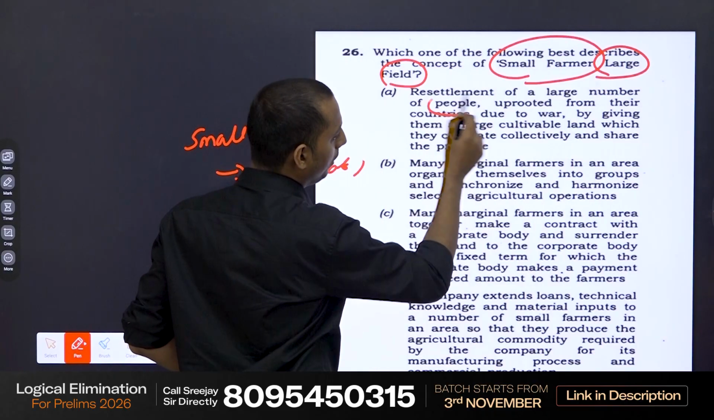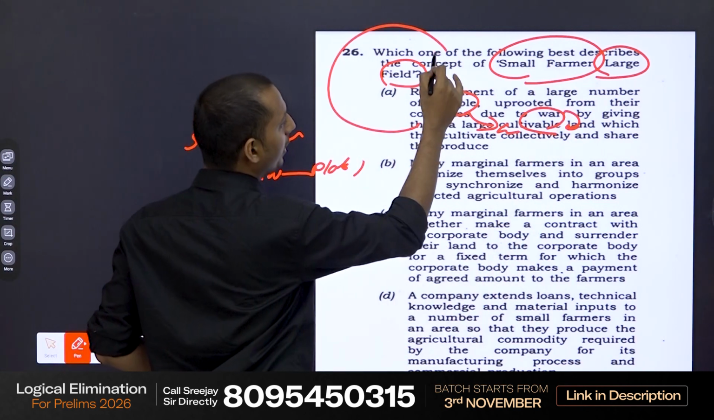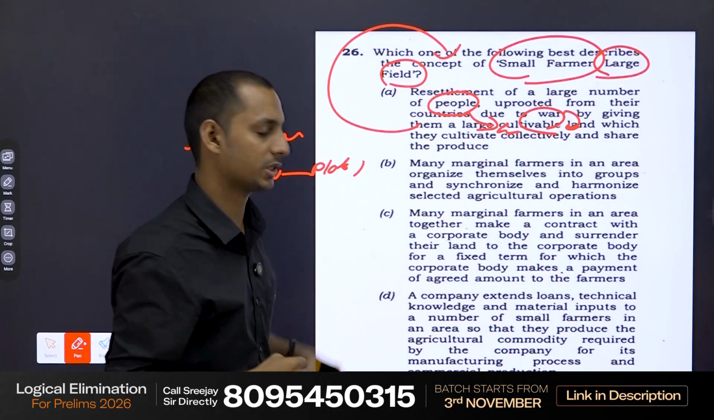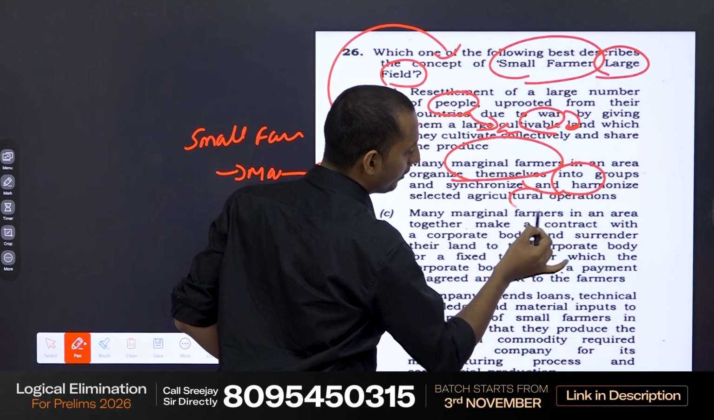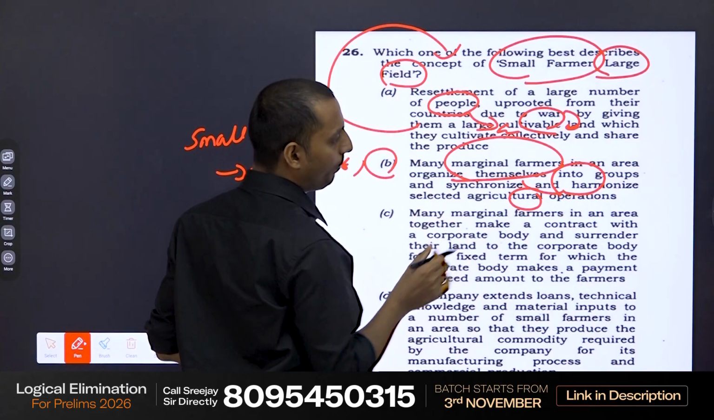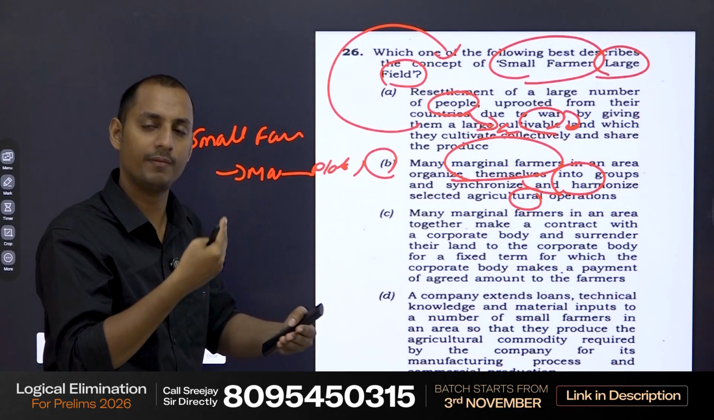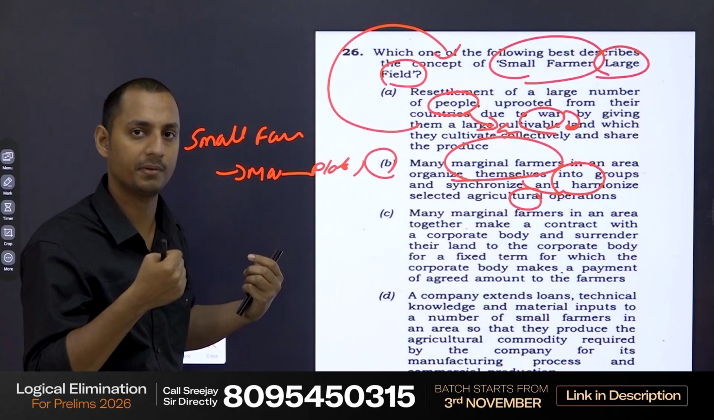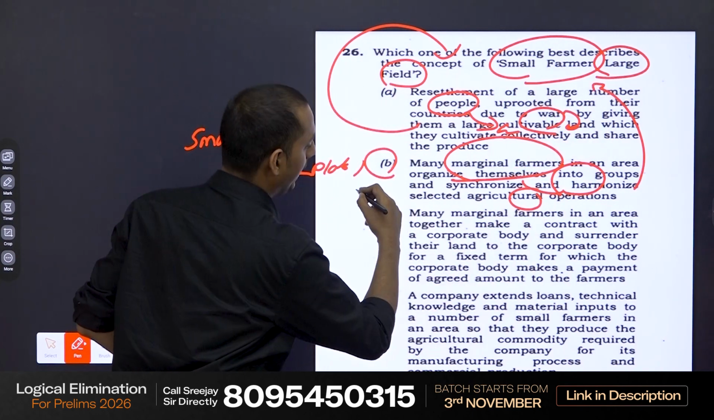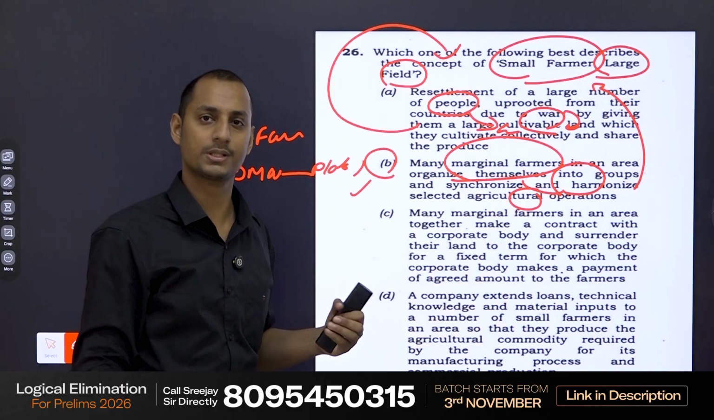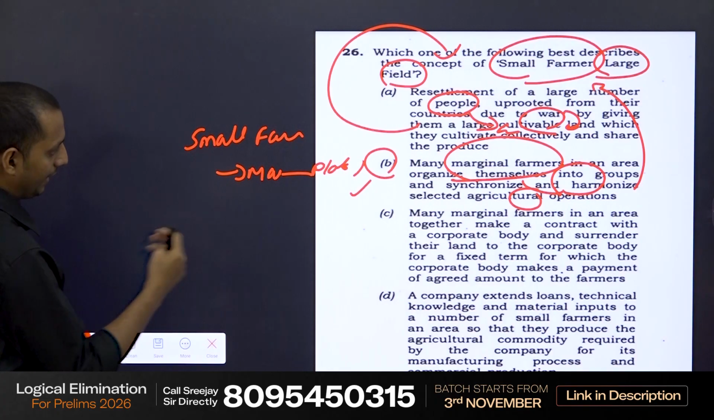Option A talks about people who have been given a plot of land after their homes have been destroyed by the war. It doesn't have any relation with small farmers coming together and cultivating a large piece of land. But what about option B? It talks about a group of farmers coming together and synchronizing their agriculture operations. That basically means a group of farmers forms a farmer producer organization, and they synchronize their cultivation, their irrigation and all the other activities, right? So this option directly has a meaning related to the term small farmer, large field. Therefore, we can go with option B as the answer here, because the term small farmer, large field has a direct relation with option B.